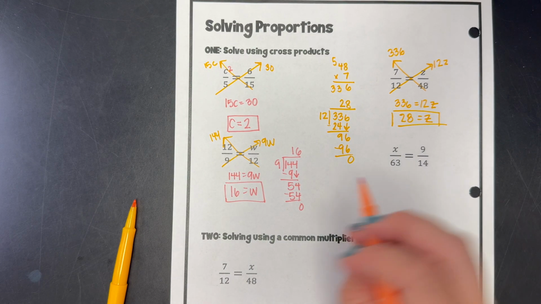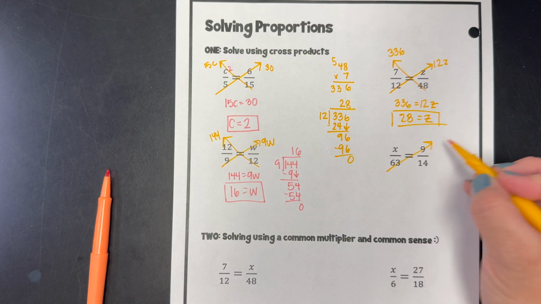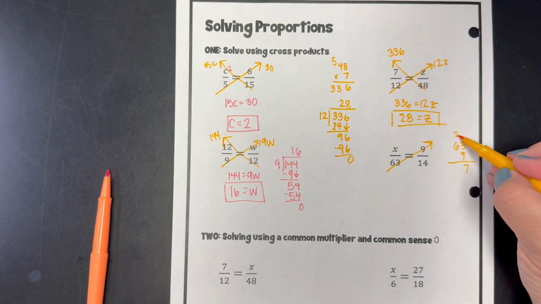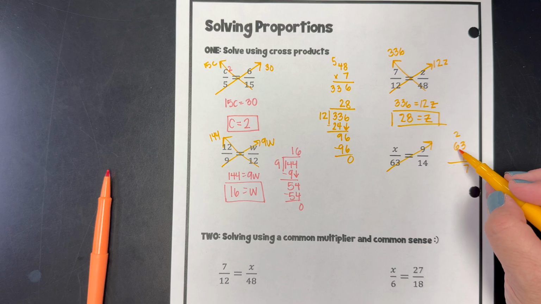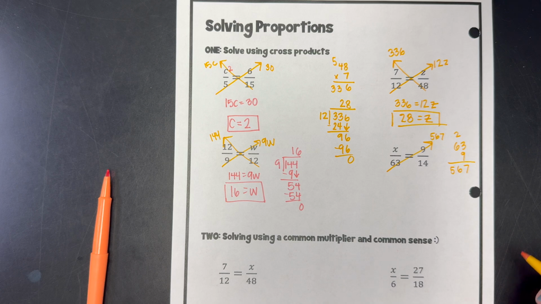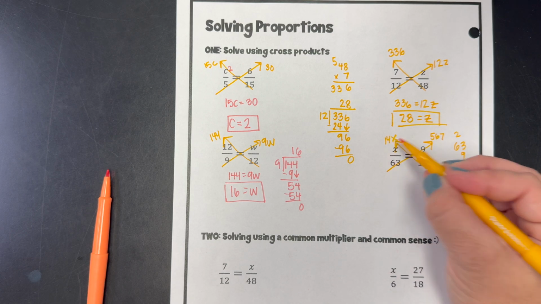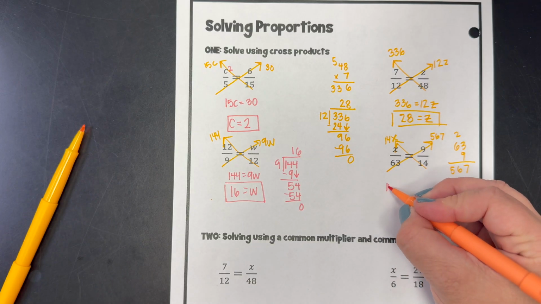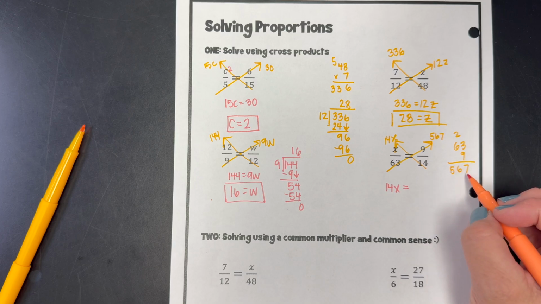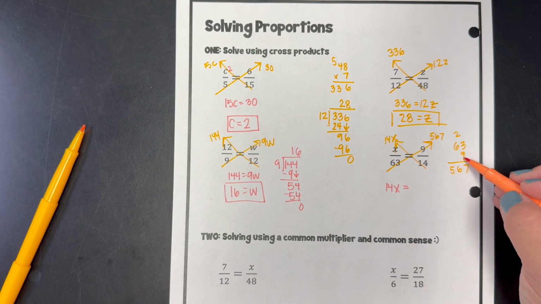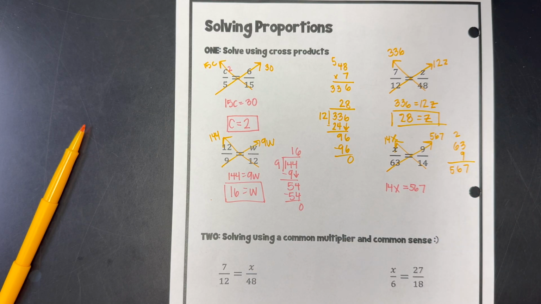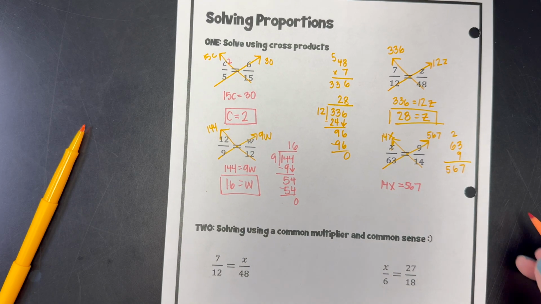Okay, on the next one, we're going to do 63 times 9. 9 times 3 is 27. 6 times 9 is 54. 54 plus 2 is 56. So 567 equals 14 times x. So we have 14x equals 9 times 63, we determined, is that correct? I don't feel like that's right. Let's check it. 9 times 3 is 27. 6 times 9, no, it's right, equals 567. Okay, so now what we're going to do is divide both sides by 14.